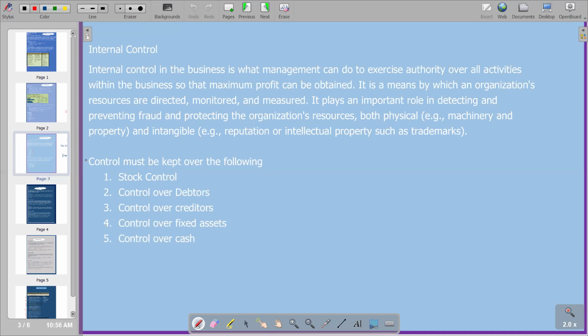We have various areas where internal controls are implemented. Control must be kept over the following. We have stock control. On the issue of stock control also, we have internal control mechanisms being applied. We also have control over debtors, control over creditors, control over fixed assets, control over cash. So basically what we are saying is, when we are having stock control, we are exercising internal control. When we are having control over debtors, we are exercising internal control. So you see that we also have various types of internal control.